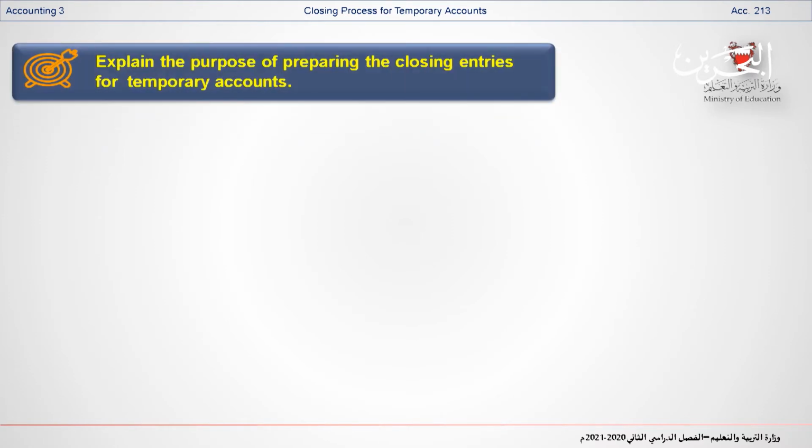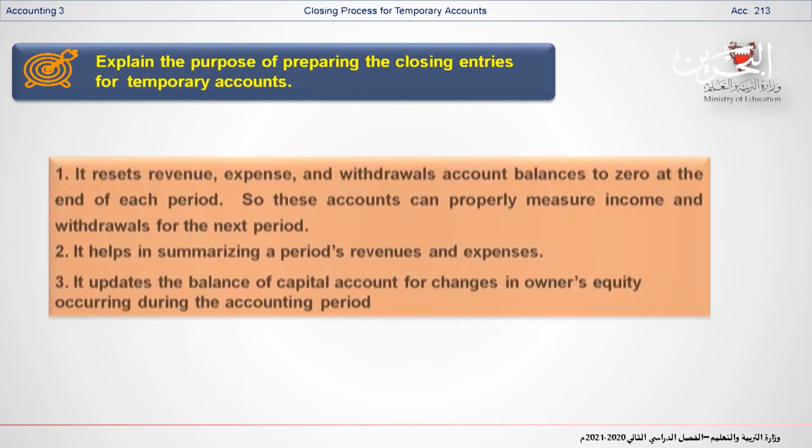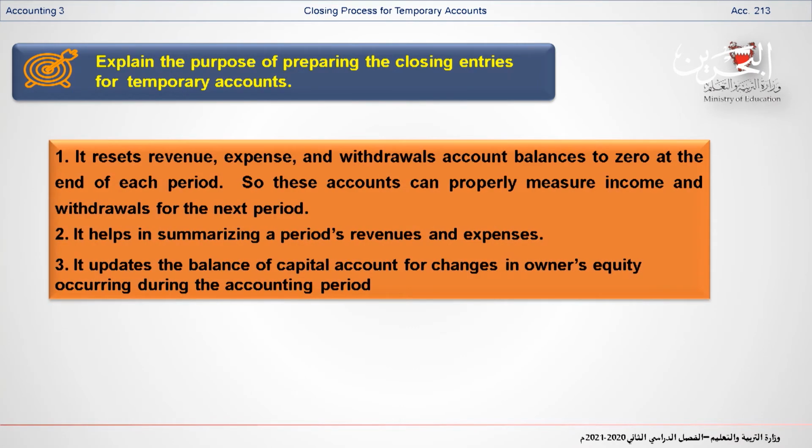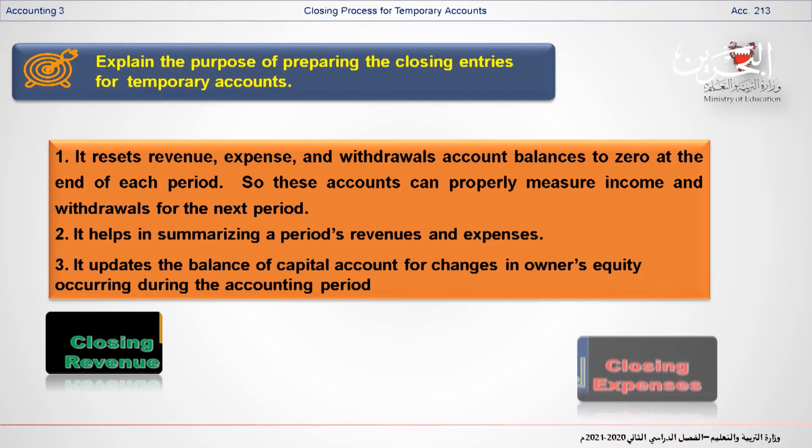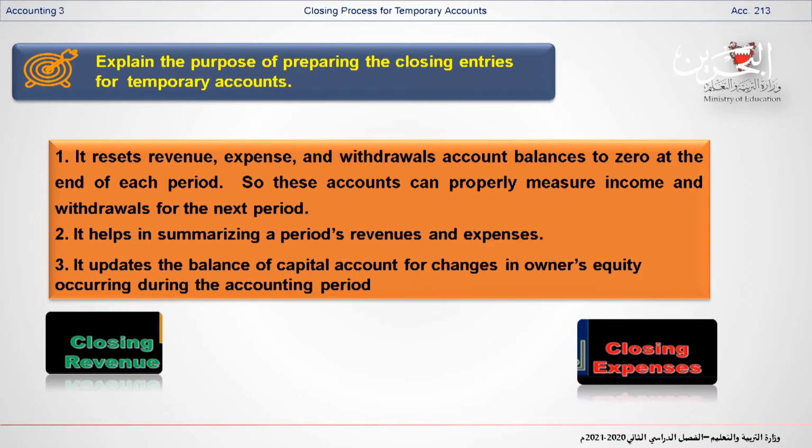Why do we have to prepare closing entries for temporary accounts? The main reason is to reset the temporary accounts' balances to zero on the general ledger. After preparing the closing entries, revenues, expenses, and withdrawal accounts will now be zero. The balances of these accounts have been absorbed by the capital account. That helps in summarizing a period's revenues and expenses.